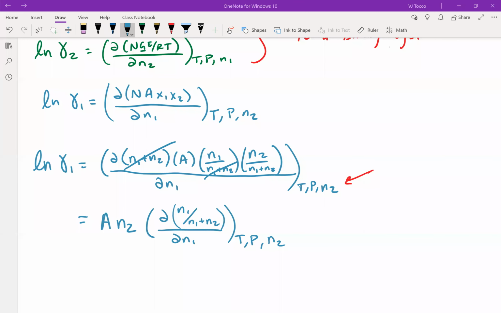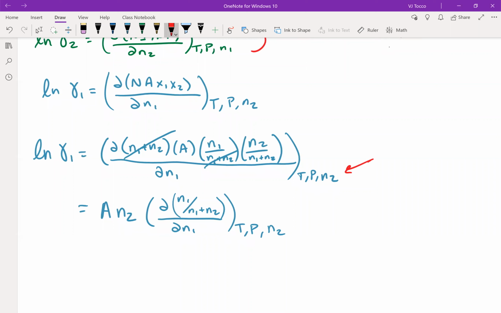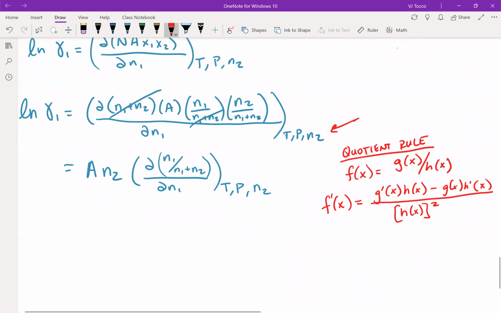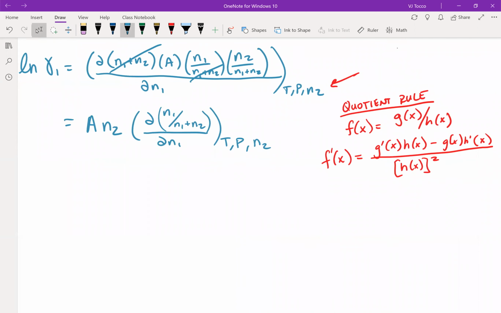The next step is to apply the quotient rule. So I'm just going to copy the quotient rule. I'm going to pause and write the quotient rule. So we need the quotient rule because here both the numerator and the denominator are functions of n1. So let's go ahead and apply the quotient rule to take this partial derivative. And my A n2 is staying constant out front.